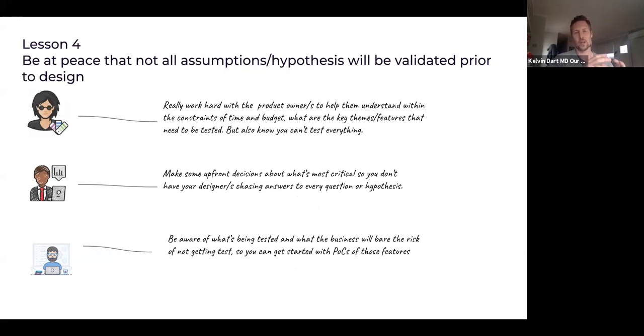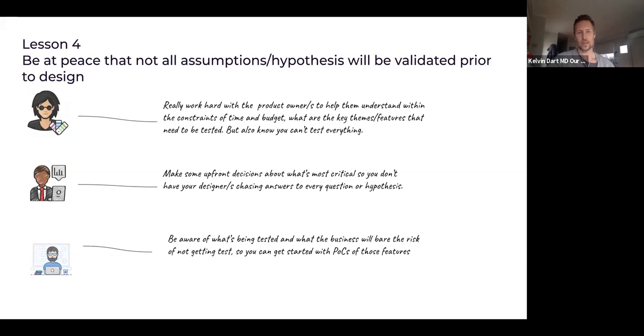At the same time, what can you agree upon and what can you put in a quadrant to say, this doesn't need to be tested. We can go and design these things. And it might be login screens. It might be setting screens. It might be something just enabling other team members to get going with designs.